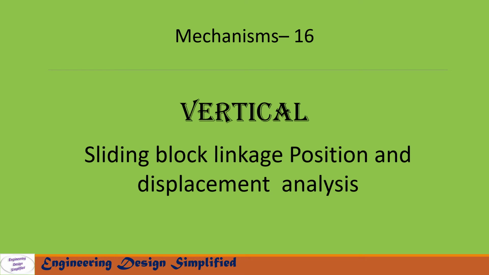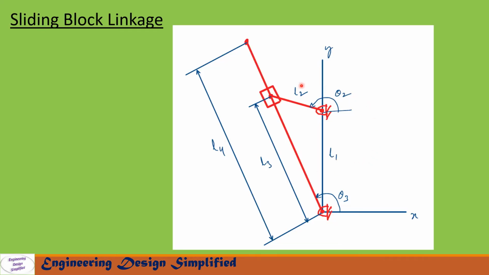In this video, I am going to discuss vertical sliding block linkage position and displacement analysis using analytical method. This is a sliding block mechanism whose fixed link is along the vertical axis. L2 is the crank that is at an angle theta 2 from horizontal. L3 is the position of the slider that is at an angle theta 3 from horizontal. L4 is the total length of this link. And this is the x-axis and this is the y-axis.